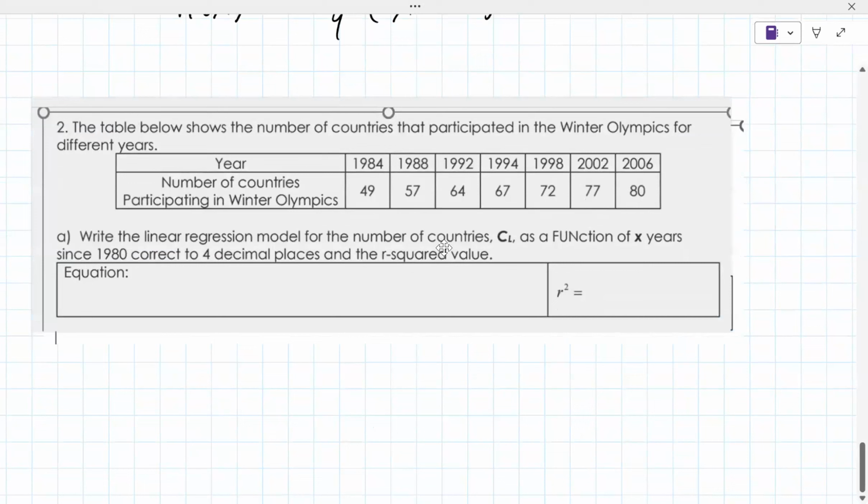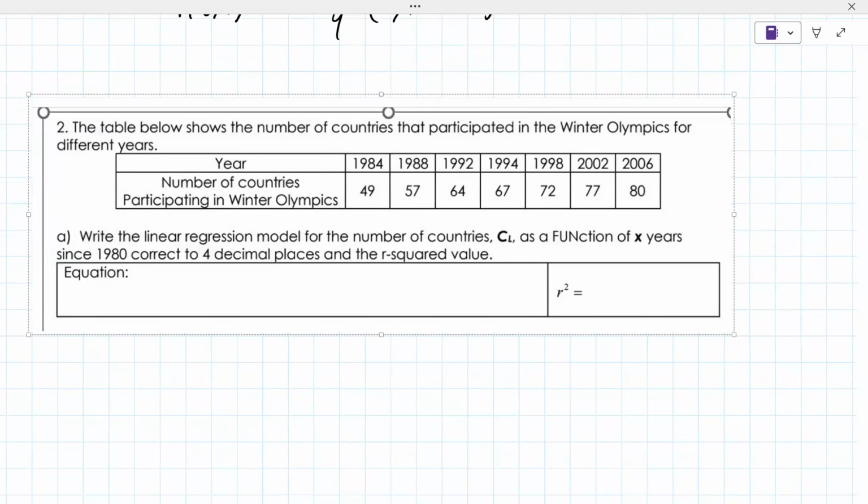I've got a virtual TI 83, 84 I can put up here. Did you get part A correct? Part A was not correct. I put 1.4118x was 46. And when you showed us the correct answer, it was something totally different. So one of the things here is that it says that x is years since 1980.